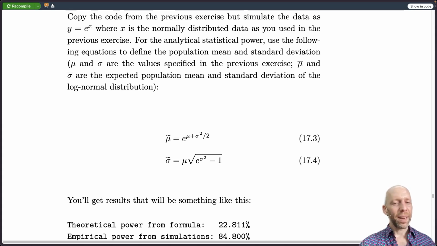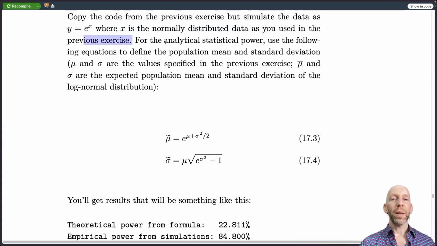Very little, tiny change in the code. Basically, in the previous exercise, you were computing the data x, and now you just say e to the x. So now the data that you will use for this exercise is y equals e to the x, where x is the same data with the same parameters, same sample size, and so on, as with the previous exercise.